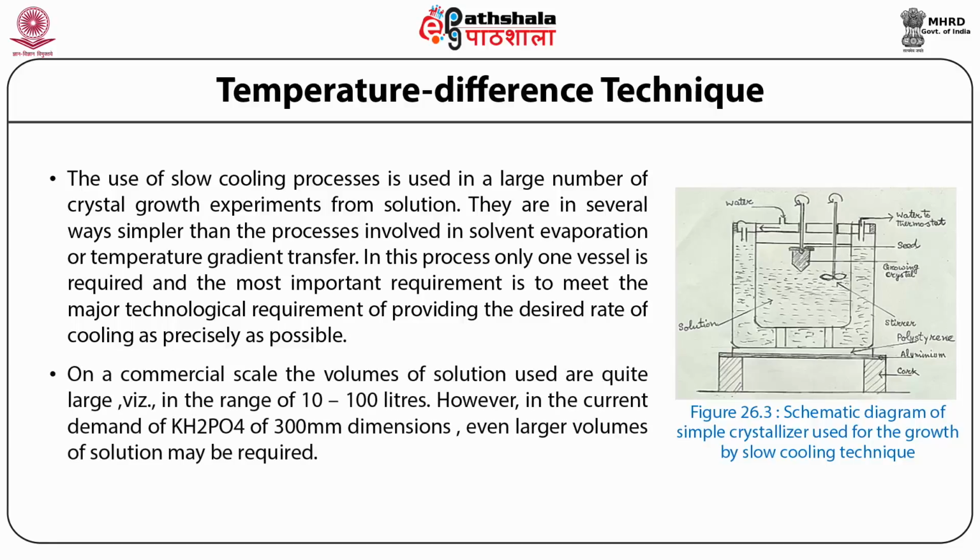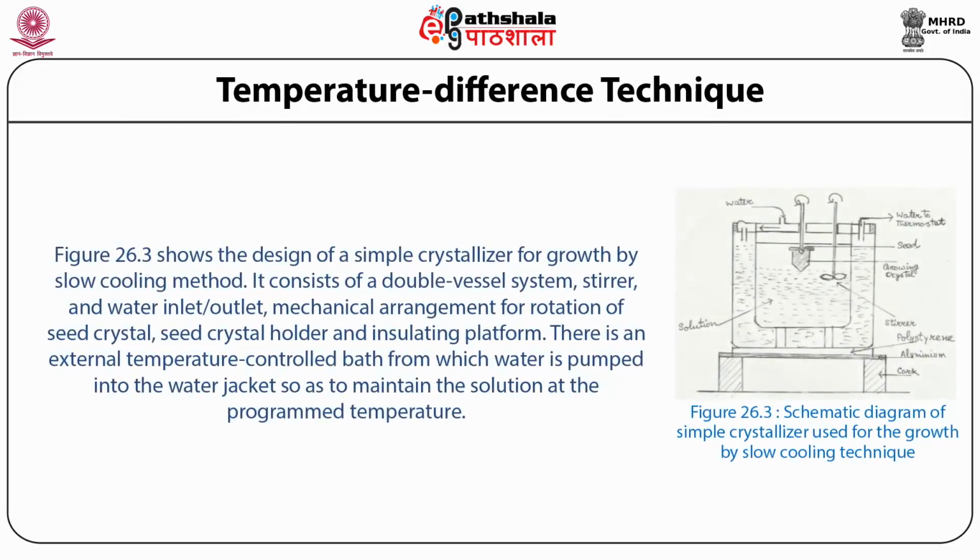On a commercial scale, the volumes of solution used are quite large, namely in the range of 10 to 100 liters. However, in the current demand of large crystal dimensions, even larger volumes of solution may be required. Figure 26.3 shows the design of a simple crystallizer for growth by the slow cooling method.